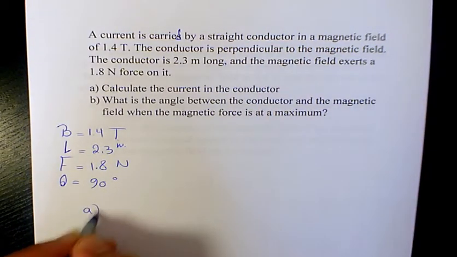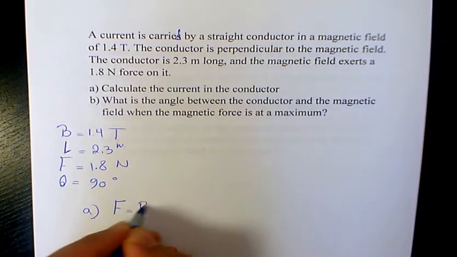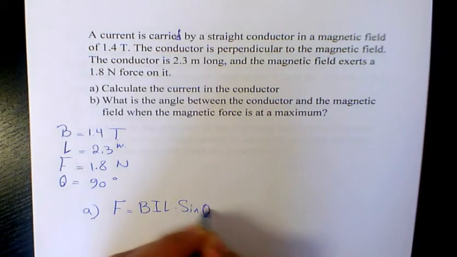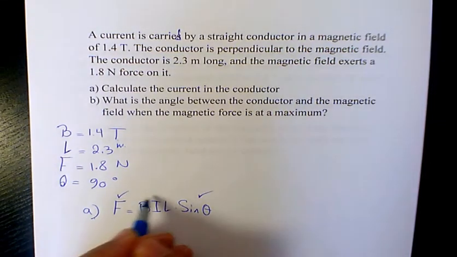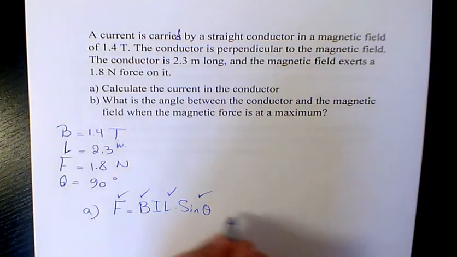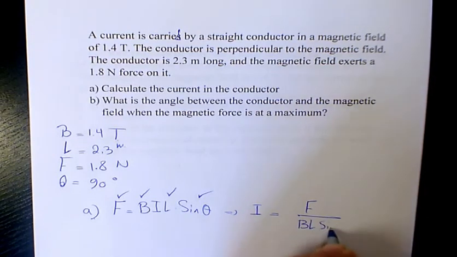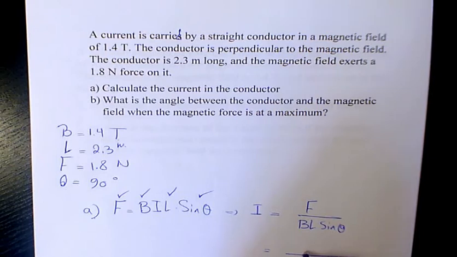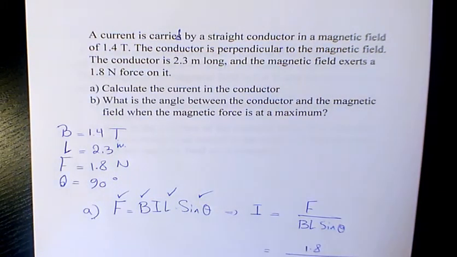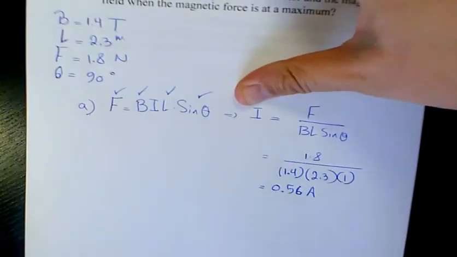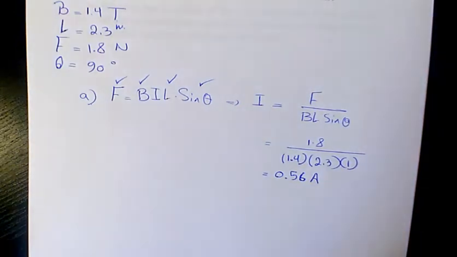Part A, it says calculate the current. So you know the formula. F equals B I L sine theta. F is given, B is given, L is given. We can find out the value of I. So I will be F divided by B L sine theta. So F is 1.8 divided by 1.4, 2.3 times 1. That's going to give me 0.56 ampere. This is the electric current in terms of ampere.